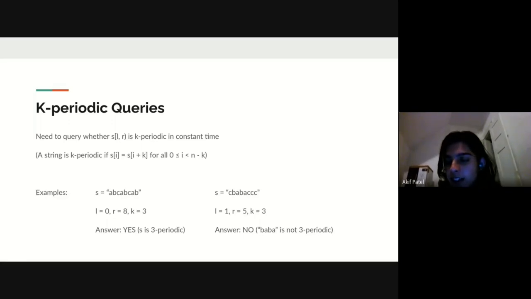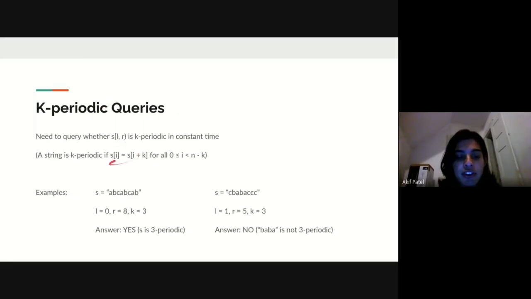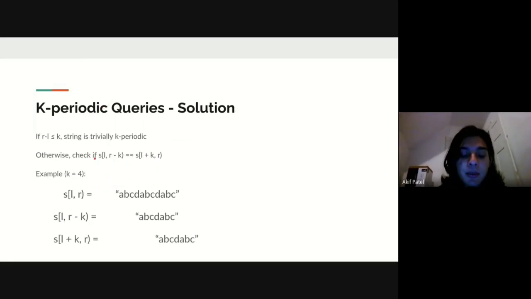So the idea is you want to explicitly do this check s[i] equals s[i+K]. What we do is we shift the string. We have some substring here, s[L..R], and we want to shift it. When we shift it, we get s[L+K..R]. And we want to cut it off to only compare the values that make sense. So we look from L to R minus K, and then L plus K to R. If you compare these two character by character, you're comparing whether s[i] equals s[i+K].